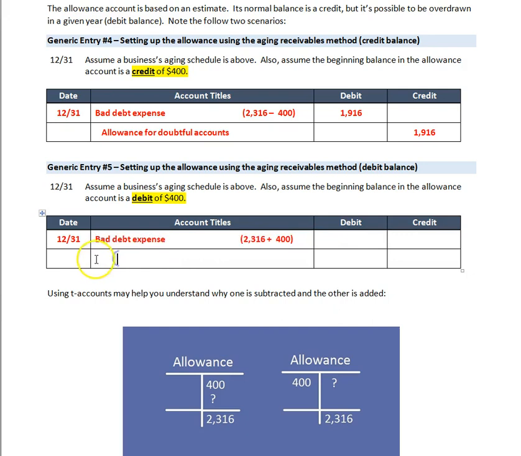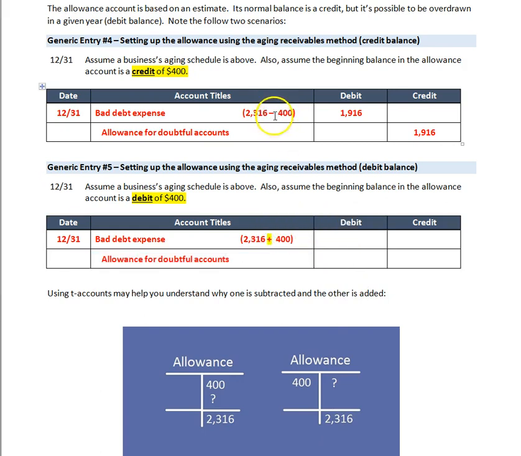Alright, it's the same two entries. But we're going to see here we need to add. If we're going back to the checking account example, we had our account in bad shape. We have a negative $400 in our checking account. If we had a negative $400 in our checking account, we need to contribute that $400 first just to get our balance to zero. Then we need to contribute another $2,316. So in this case, we need to add.